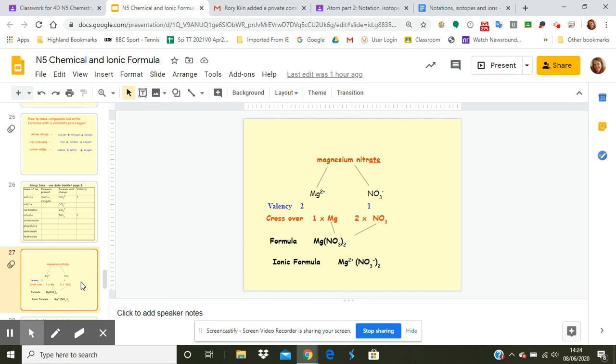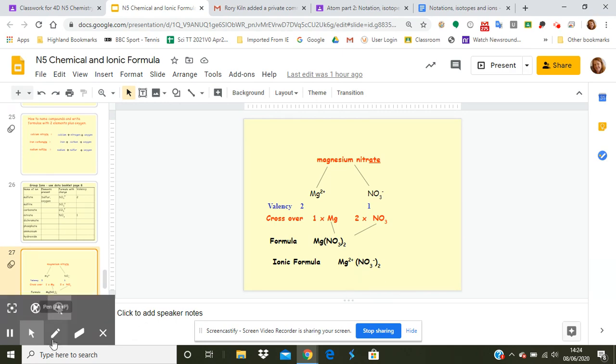So let's see, if you try and write a formula for one of them, what do you do? Well, same idea. Let's go straight on to ionic. Mg 2+, nitrate, you look it up, it's NO3-. They are not the same, so you're going to have to cross over the valencies. So you're going to have 1 Mg, and you're going to have 2 NO3s.